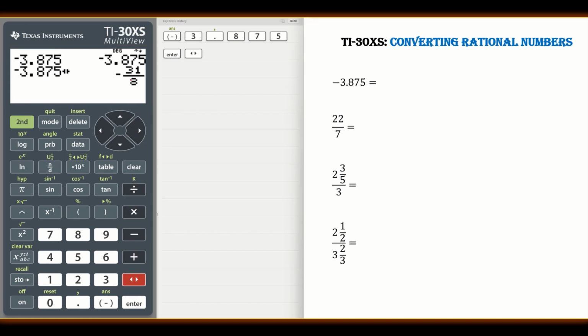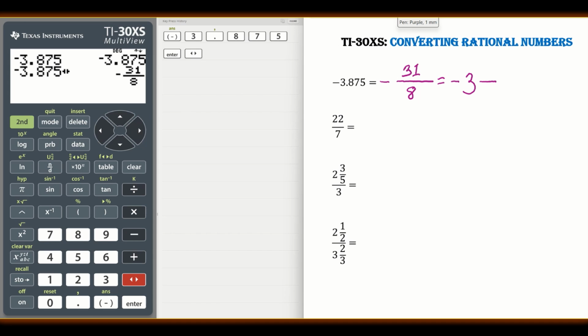Okay, so let's go to negative 31 over 8. Of course, don't forget your negative. Now let's try to make that a mixed number. So we know that we're going to have our negative and our 3, but we need to make a fraction from everything that is to the right of the decimal, the 875. But we want to do it from what's entered in the calculator.